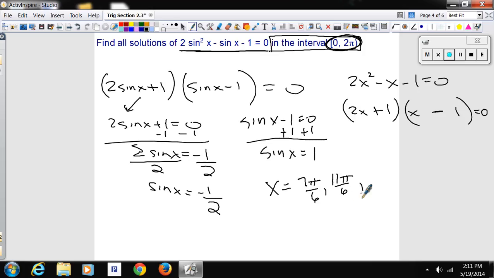And where is it a positive 1? Sine, positive 1. Pi over 2. There's your three answers. That's what x could equal. X could equal any of those three answers, and that problem would be correct.